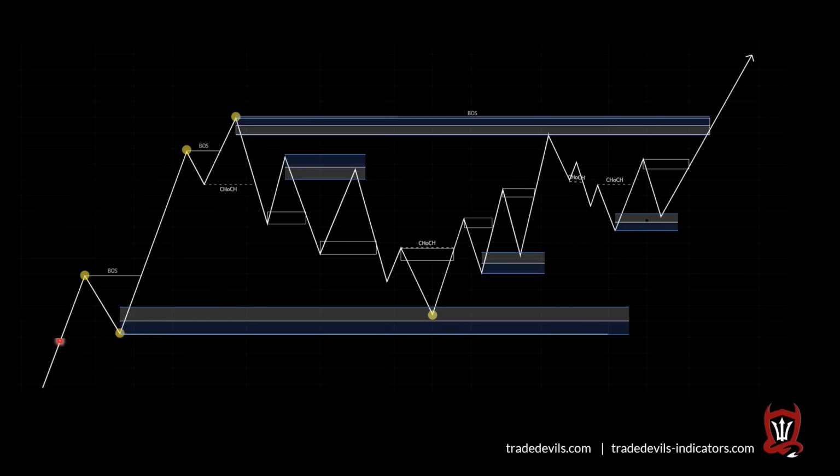So here's that same little swing structure here. Here's our change of character. Gives us a demand zone. We come up, and if we're going to pivot here, this low does not do its job of giving us a new high. So after the change of character, now I have a downtrend going on within the uptrend, right? We looked at that before.